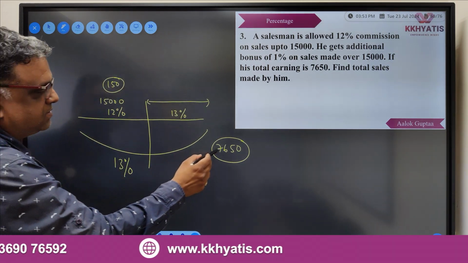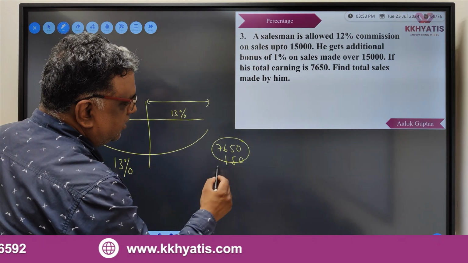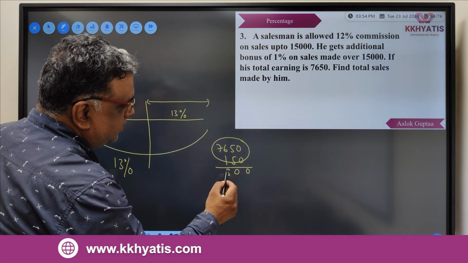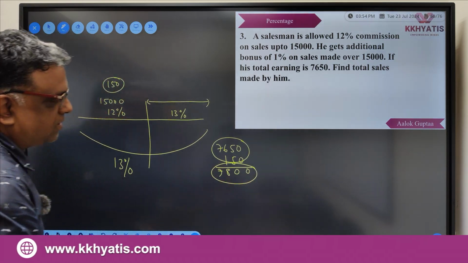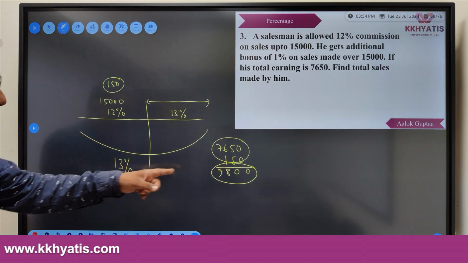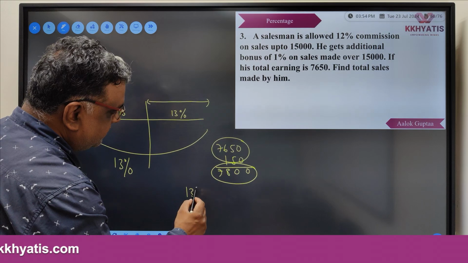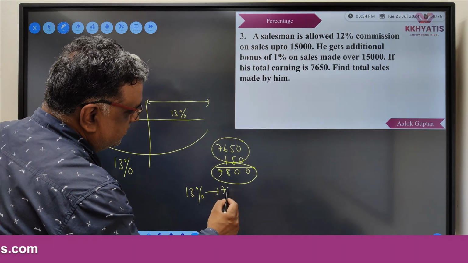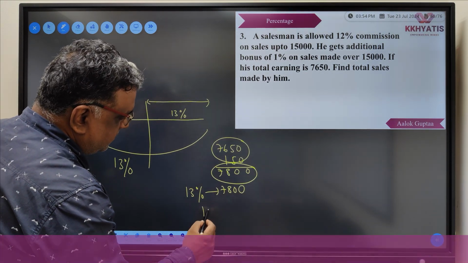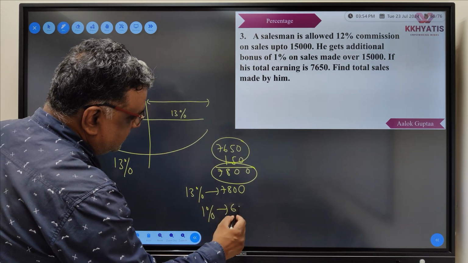Which means उसको जो 7650 commission मिला उसमें वो और ये जोड़ देगा. तो उसको total commission 7,800 मिला. So this 7,800 is representing how much? 13%. Yes or no? So 1% will represent 600.